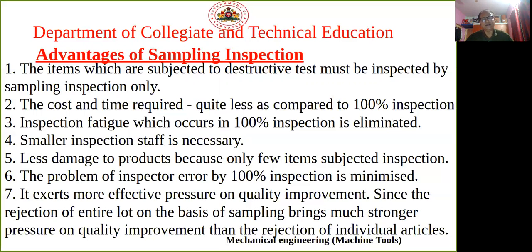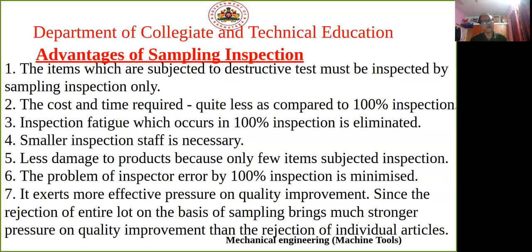The third advantage of acceptance sampling inspection is that inspection fatigue, which occurs in the 100% inspection, is eliminated. It means there is no question of fatigue at the time of the inspection. So naturally, there is an advantage here. So that is the third advantage of the acceptance sampling inspection.